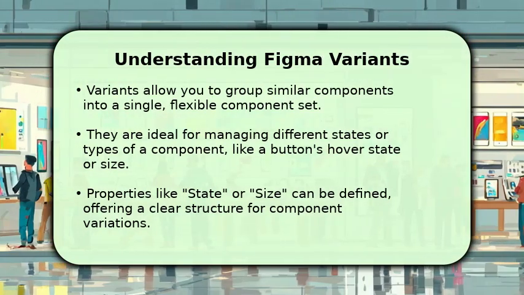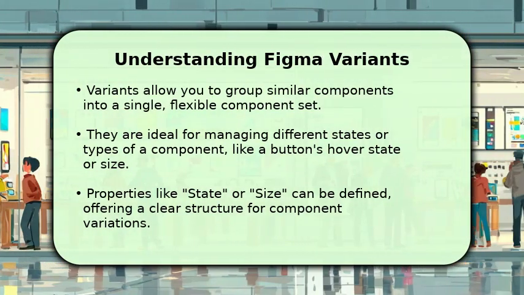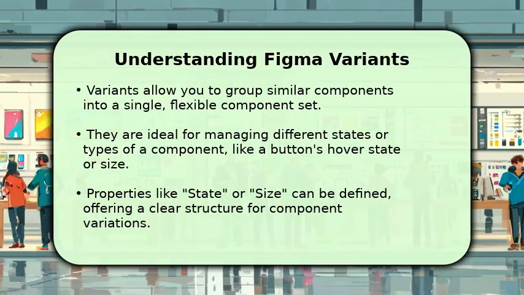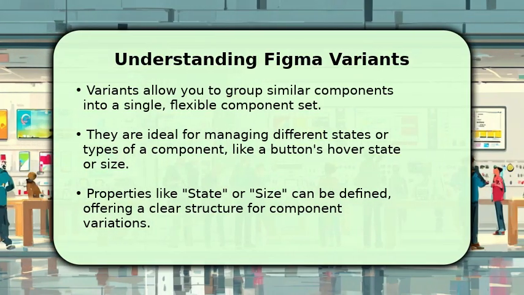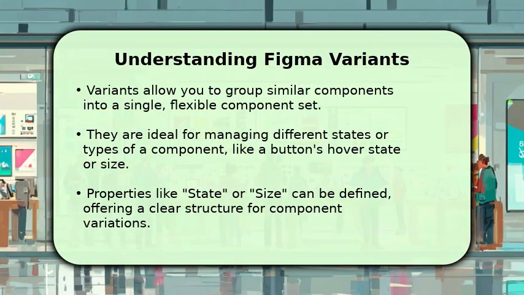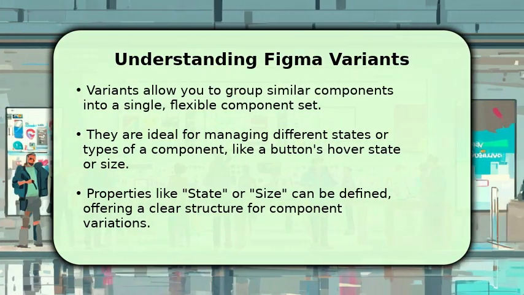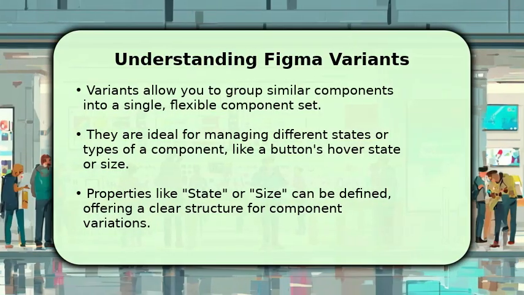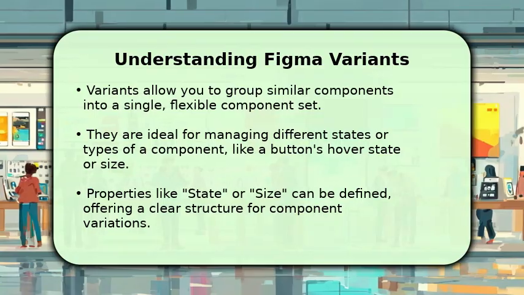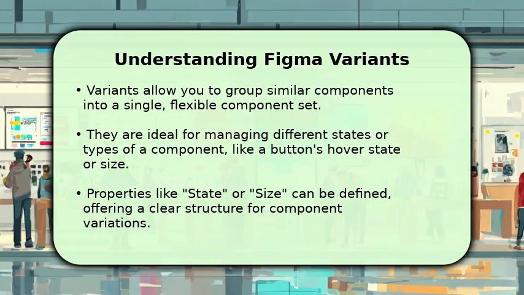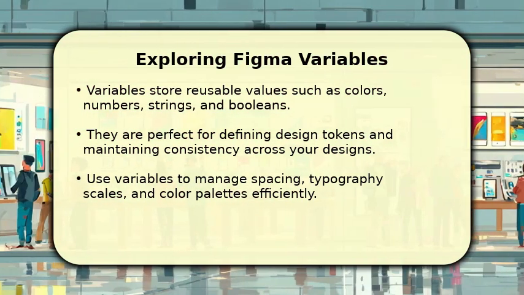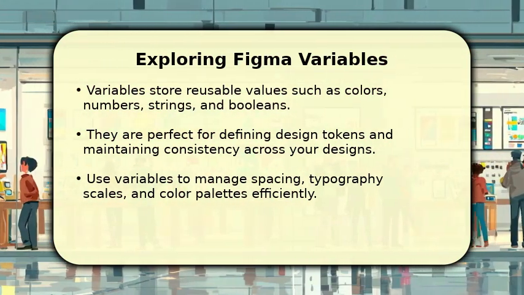Figma variants are fantastic for grouping similar components into one flexible set. Imagine a button. You can have variants for its default, hover, and press states, or even different sizes like small, medium, and large. This approach simplifies your asset panel and makes managing component states incredibly efficient. You define properties such as state or size, providing a clear, organized structure for all your component variations, saving you valuable time.